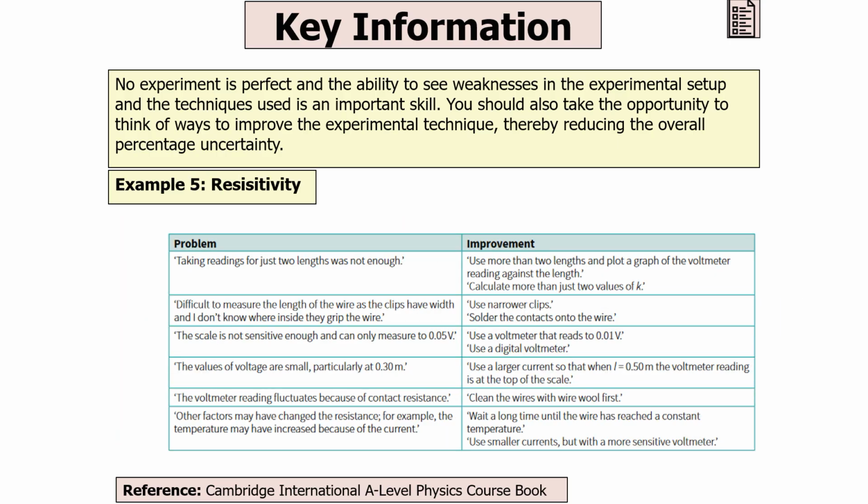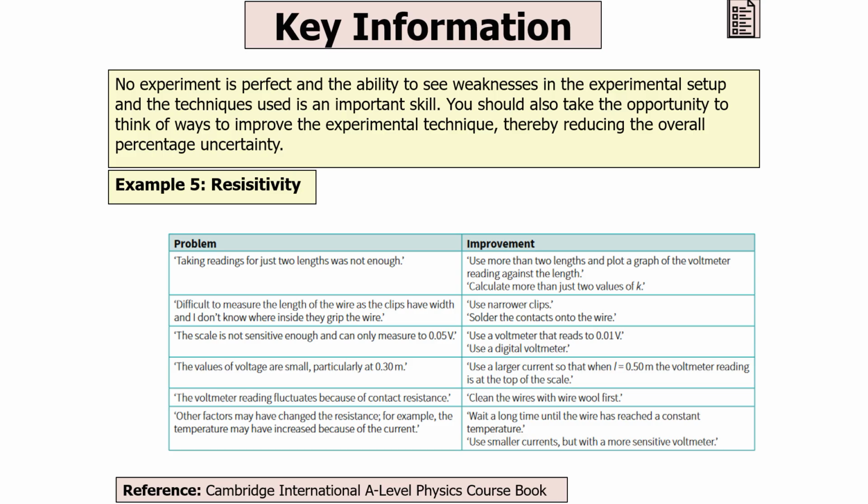Or you could think of a resistivity experiment. Taking readings for 2 lengths was not enough, so use more than 2 lengths and plot a graph of the voltmeter reading against length. It's difficult to measure the length of a wire as the clips have width and you don't know where inside they grip the wire, so you could use narrower clips or solder the contacts onto the wire.